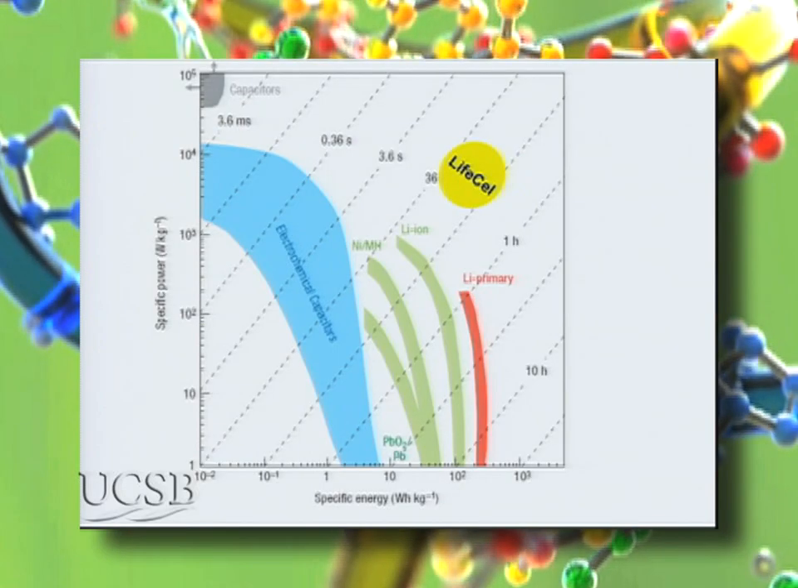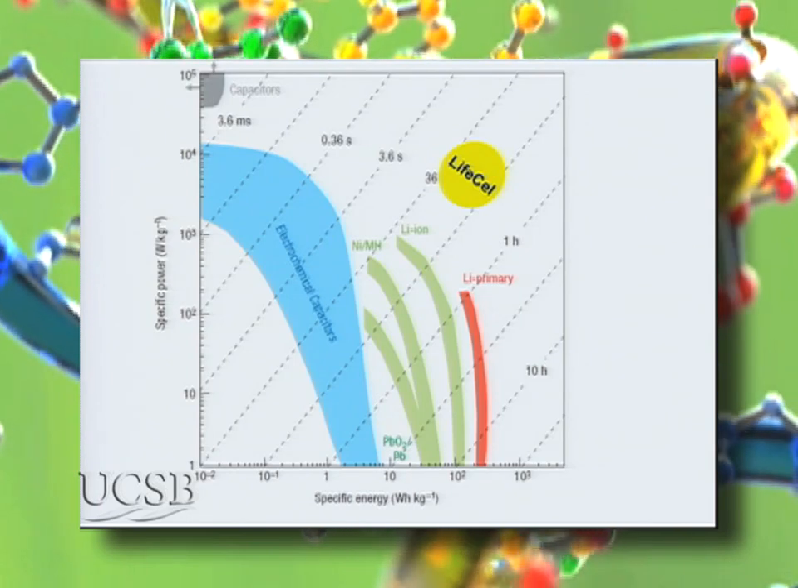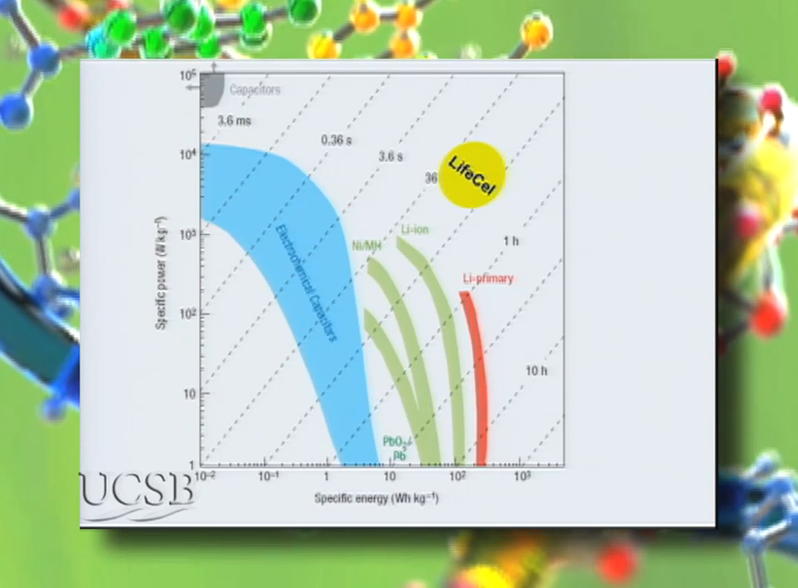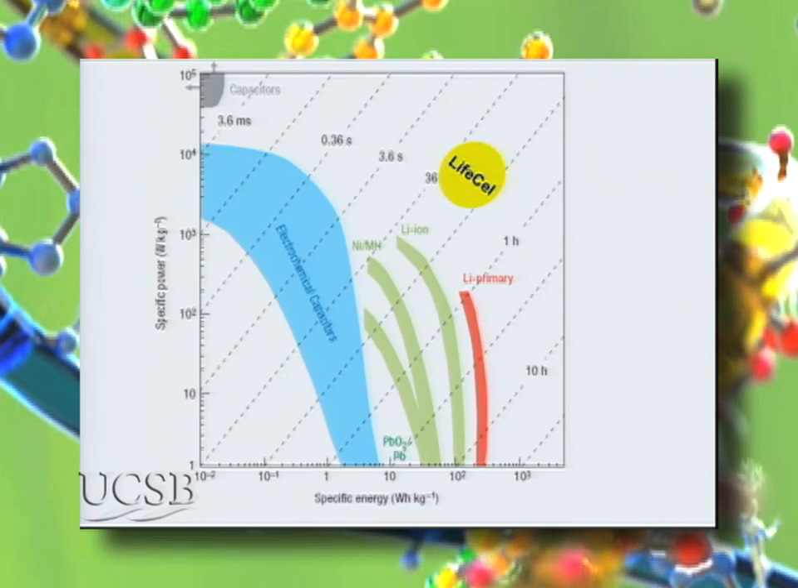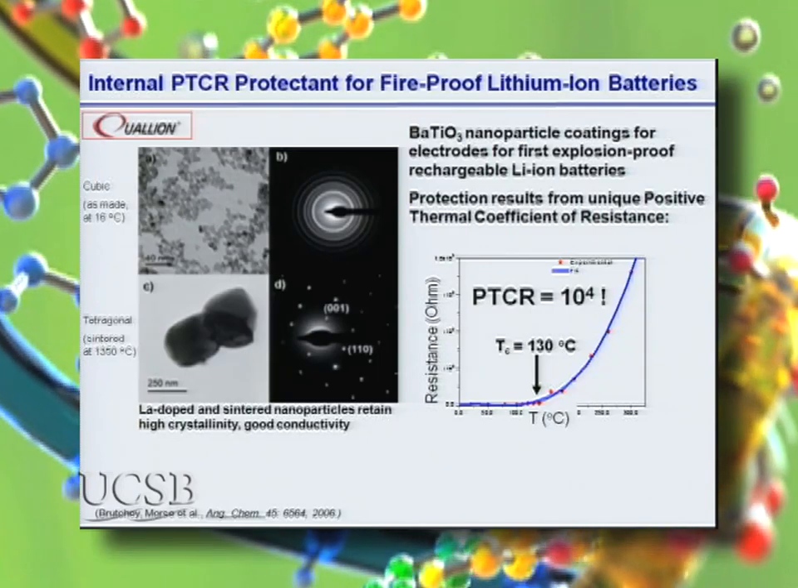This graph shows the relative performances of different energy sources, lithium primary batteries and lithium-ion batteries, comparing the specific energy and specific power, and you see that this material significantly outperforms the conventional.